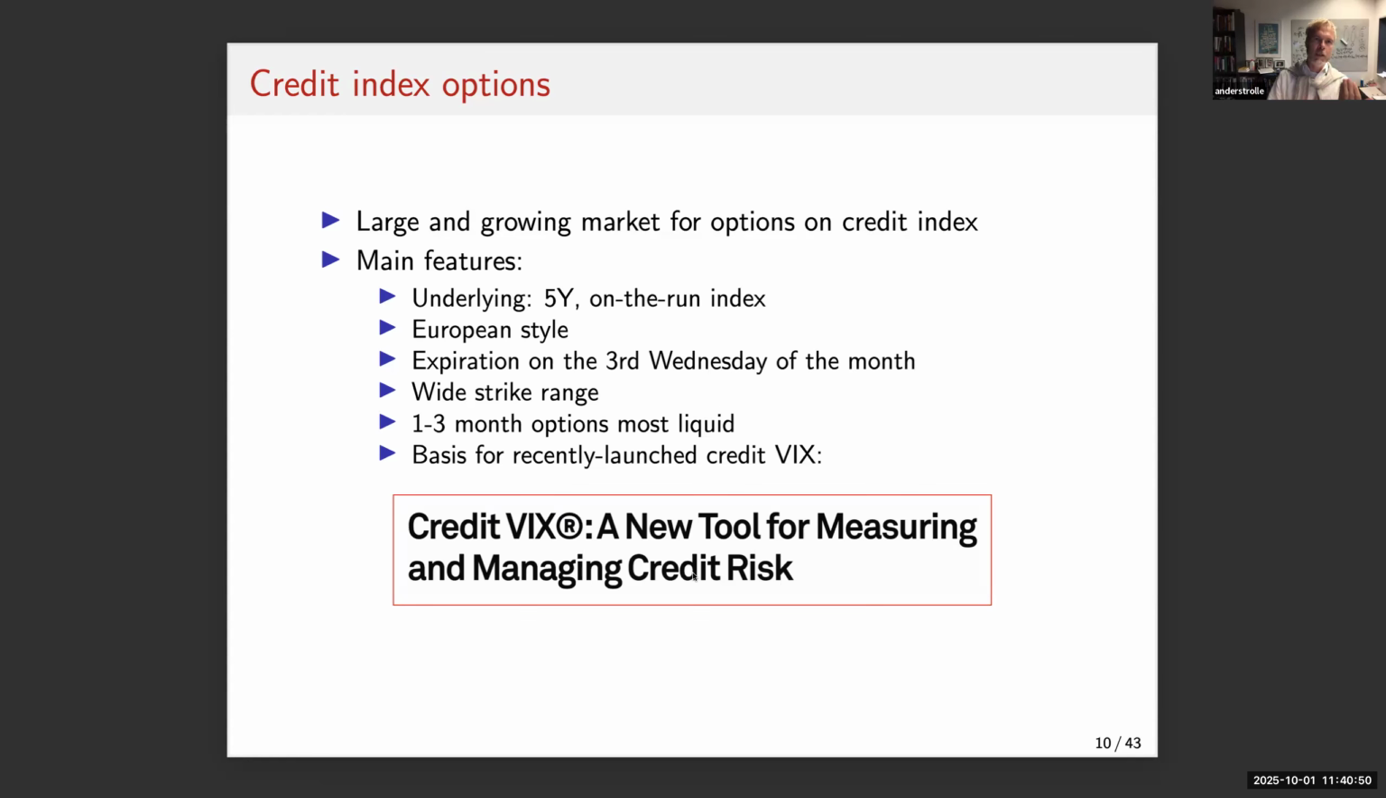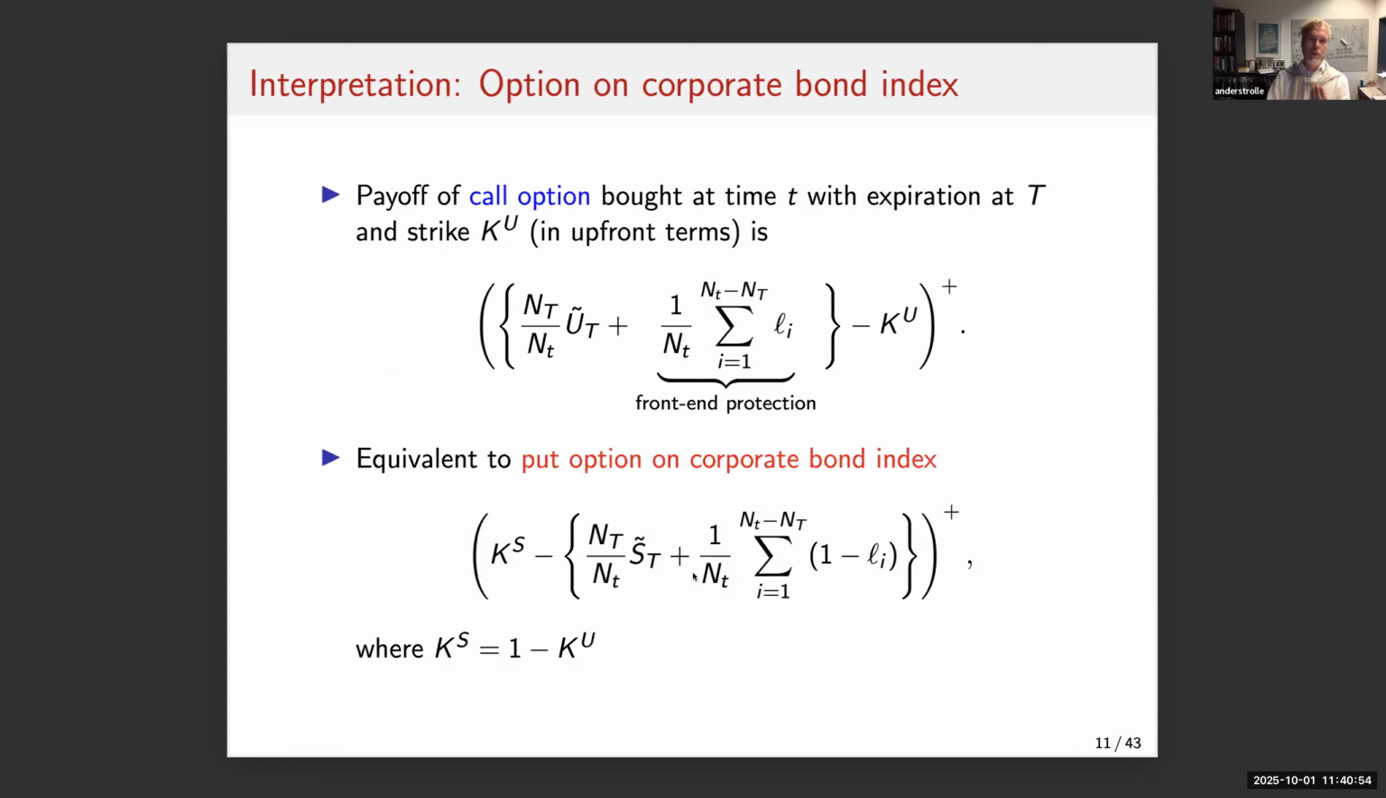So what's the payoff of such a credit index option? If we look at a call option, they're settled in upfront terms. If you bought the option at time t, and it expires at time capital T, then the payoff looks like this. If you exercise the option, you will get the loss given default on the names that defaulted over the life of the option. When you buy the option, there's N_t names in the index, and at option expiration, there's N_T names. The difference is the number of defaults in the index. So you get 1 over n times the sum of the loss given default on the names that defaulted, and then you have a long position in the index without the defaulted names on a reduced notional. That's the payoff of a call option on the index.